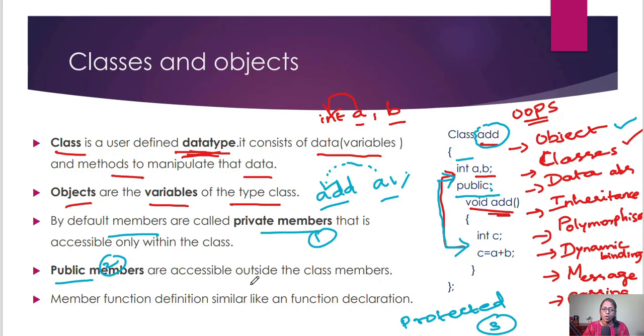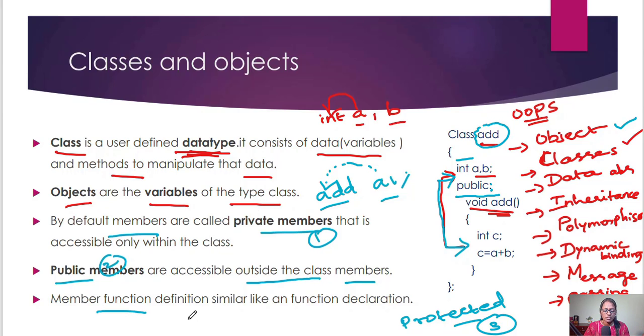Public members are accessible outside the class, whereas protected is also an access specifier which can be accessed only within the derived class, which we are going to see in the upcoming videos. So now you are clear, right?